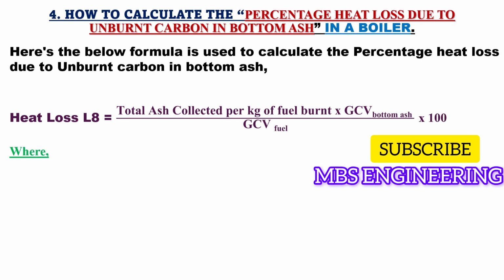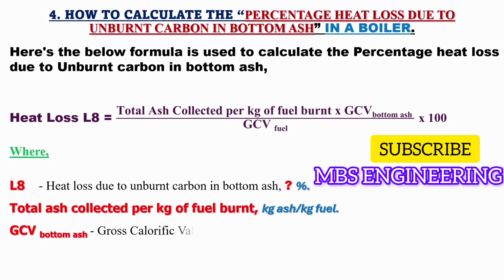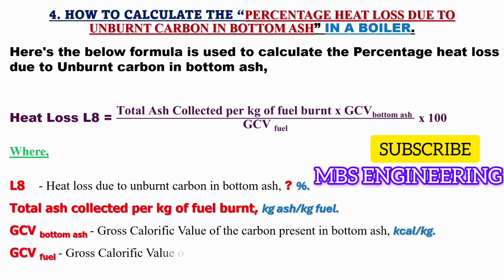Where L8 is the heat loss due to unburnt carbon in bottom ash, in percent. Total ash collected per kilogram of fuel burnt, in kilogram ash per kilogram fuel. GCV of the bottom ash is the gross calorific value of the carbon present in bottom ash in kilocalories per kilogram. GCV of fuel is the gross calorific value of the fuel in kilocalories per kilogram.